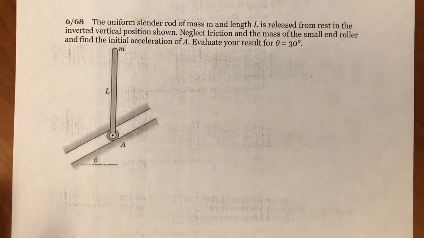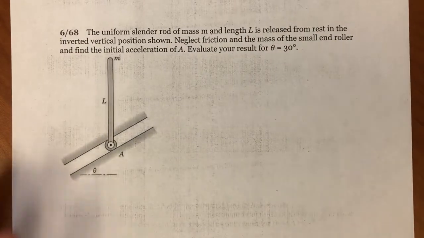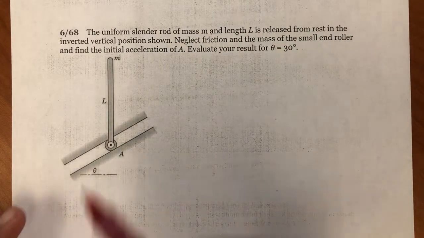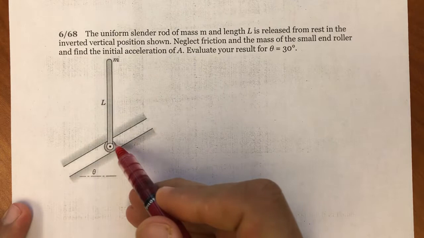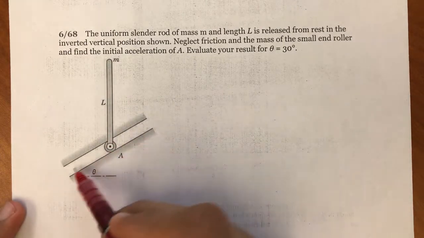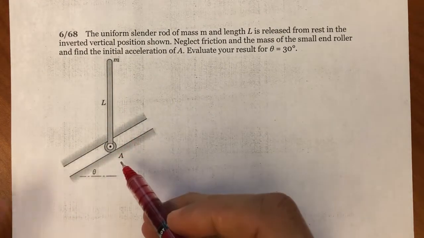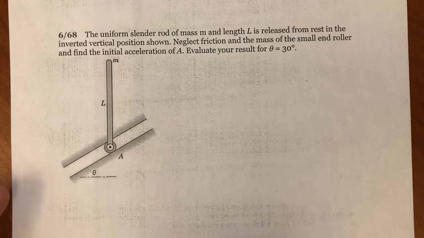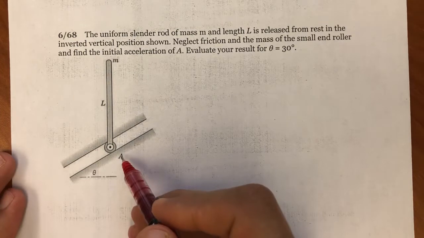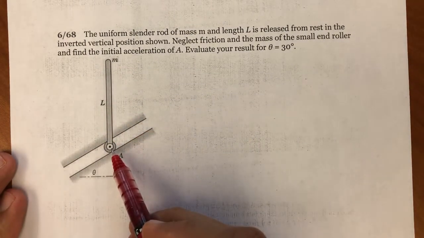Problem 68, which is one of your homeworks as well. In this one, we have this bar, and we have this roller at the bottom of the bar, and this roller can move on this slot. And we have gravity here too, downward. And the question is, what is the acceleration of point A if we release this from rest?